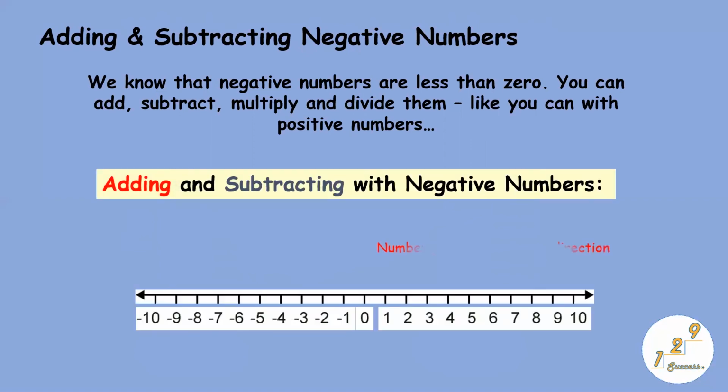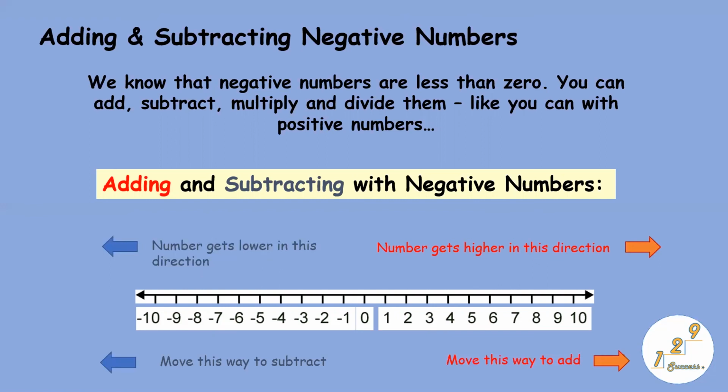Now, as we move to the right, we've said this several times already, and I'm sure you're fed up of me saying it now, but as we move to the right, our numbers are getting higher. And as we move to the left, our numbers are getting lower. So we move to the right when we want to add, and we move to the left when we want to subtract. If you need to write that down, please do, and remember that, because it will be very useful over these next few slides.